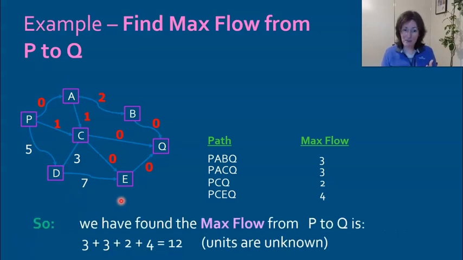So how do you work out the maximum flow? You need to add up the numbers that you've got there. 3 plus 3 plus 2 plus 4 gives us 12. We don't know the units. We don't know if it's cars per minute or anything like that. So you can just leave it as 12.